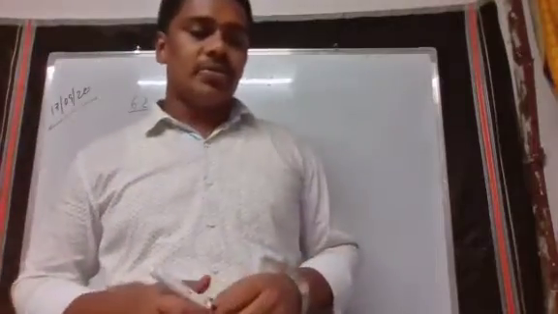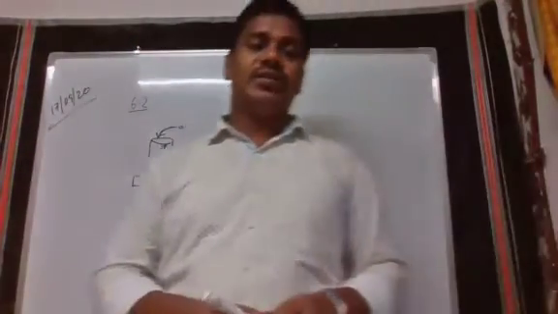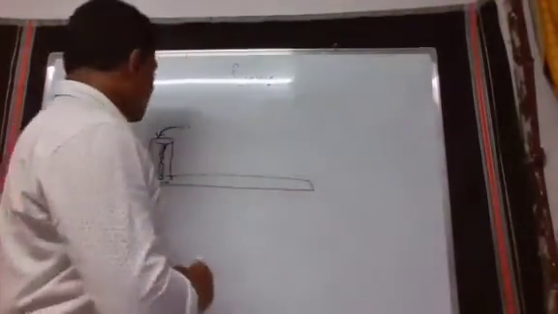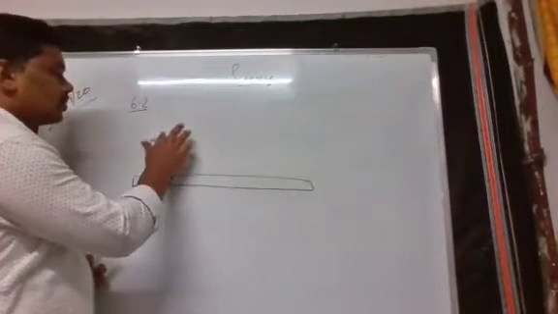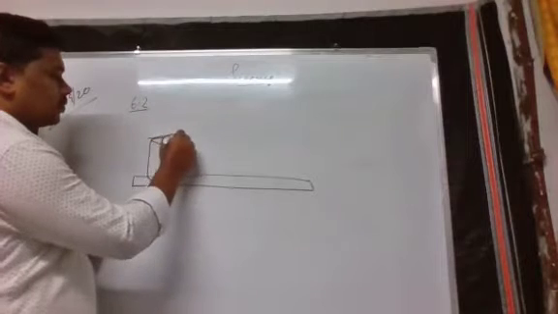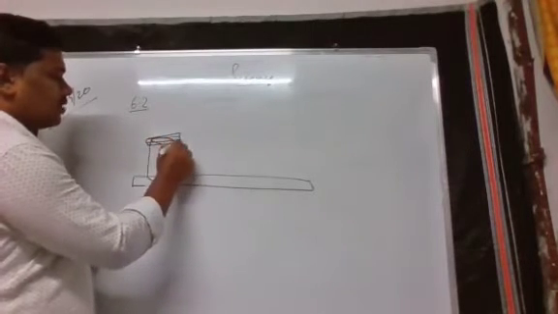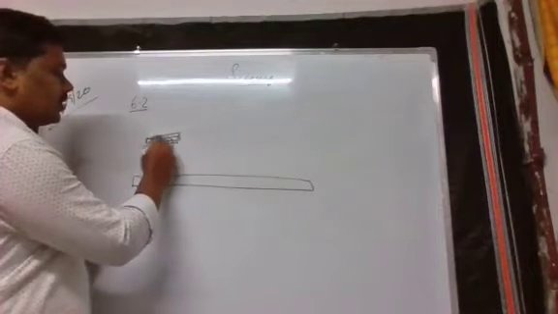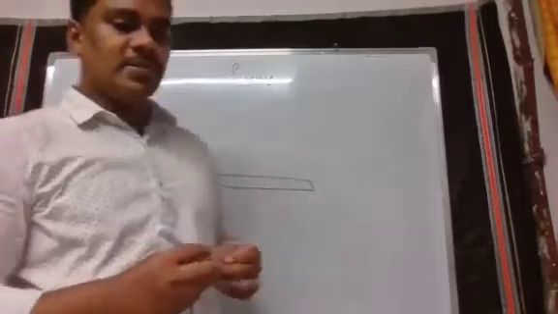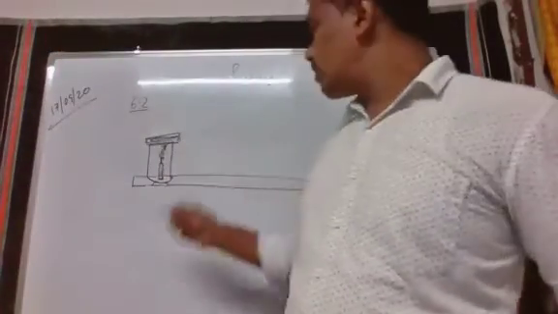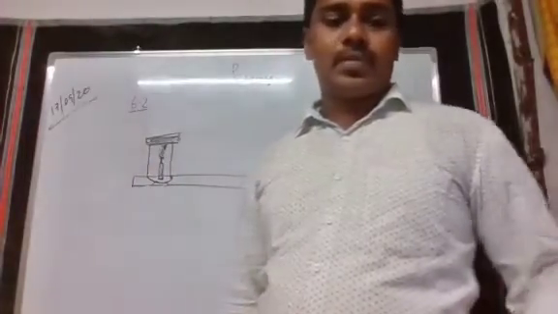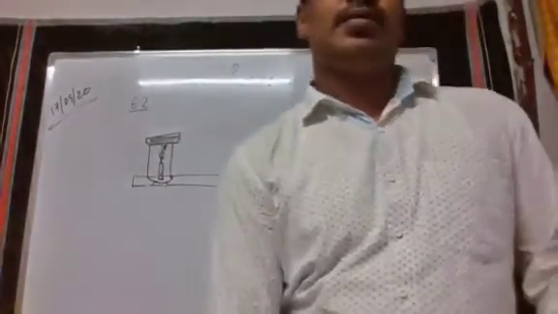And what is the next step we have to do? The next step, we are going to place one plate over this. We are going to cover it with a plate. What will happen to this flame? The burning of the candle will be put off.